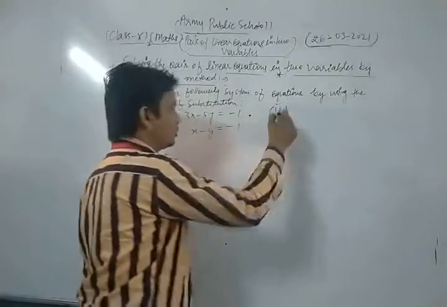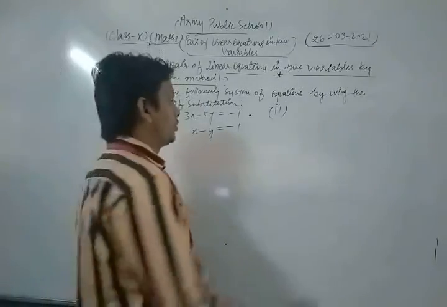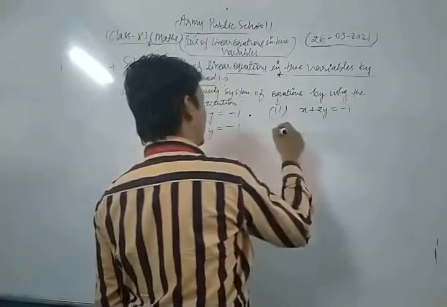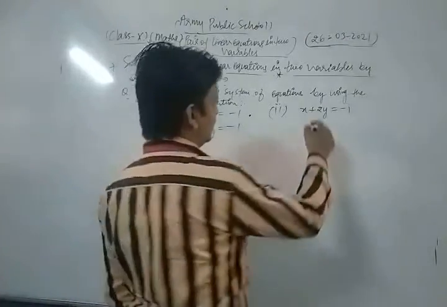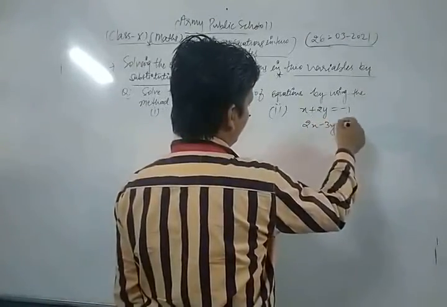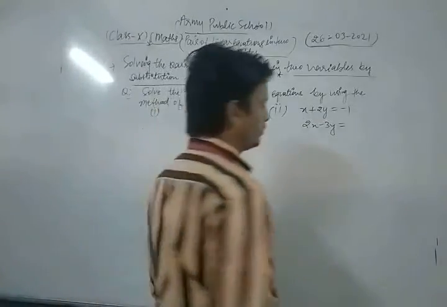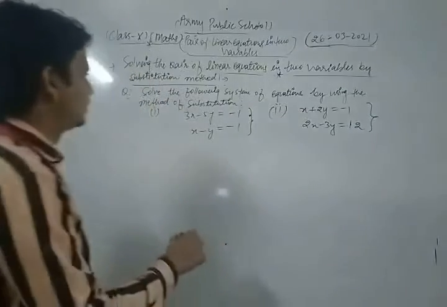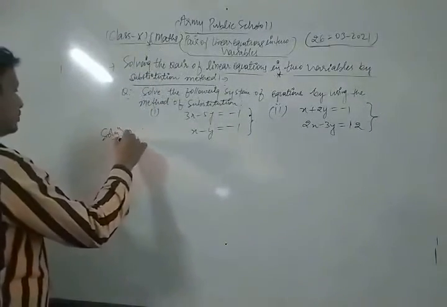And the second part of this question is x plus 2y is equal to minus 1 and 2x minus 3y is equal to 12. So these are the questions here. Now let's see its solution. Now we solve the first part of this question.